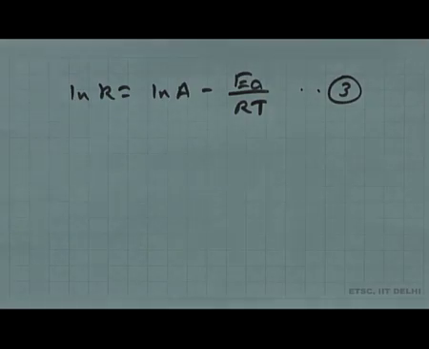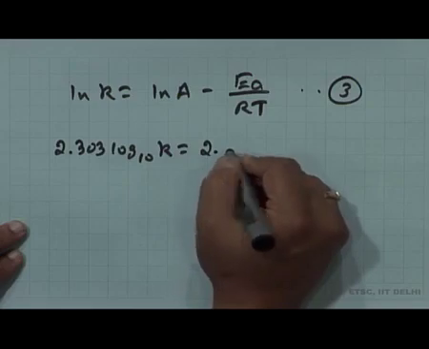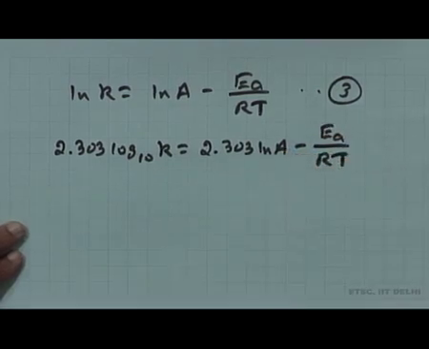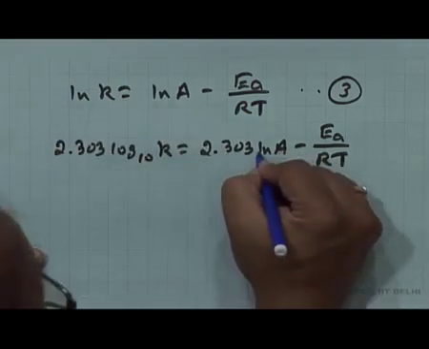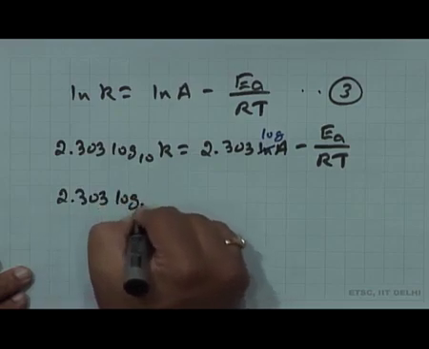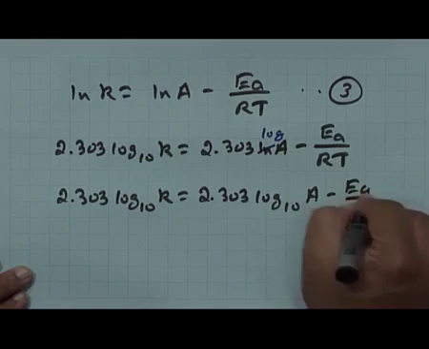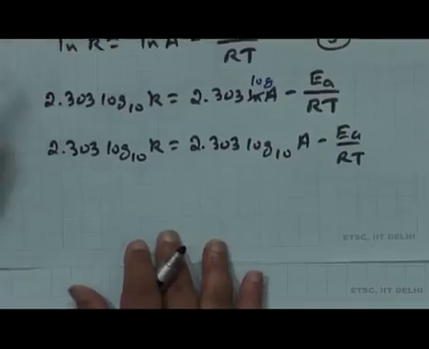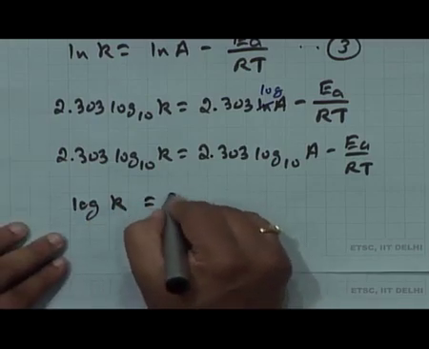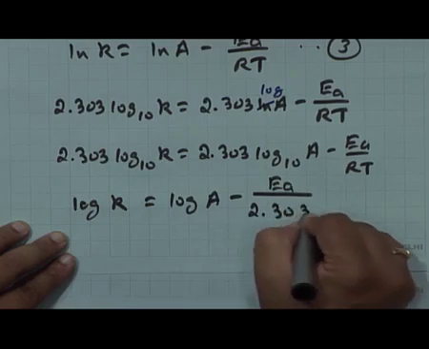I can also express it in terms of log base 10. So then it would be 2.303 log base 10 k is equal to 2.303 log base 10 A minus EA over RT. Let me write again, it would be 2.303 log 10 k is equal to 2.303 log 10 A minus EA over RT, and then what I can do is I can write log k, which is log base 10 k, is equal to log A, which is log base 10 A, minus EA by 2.303 RT.